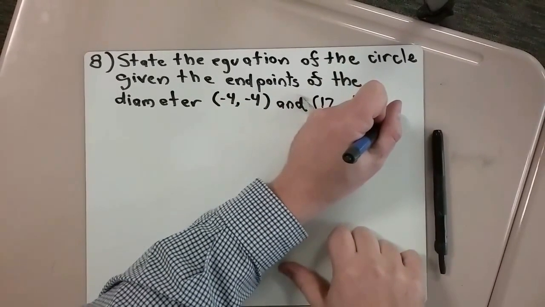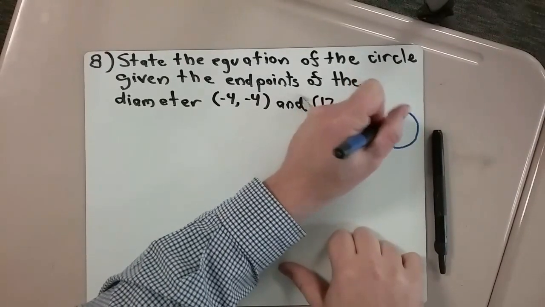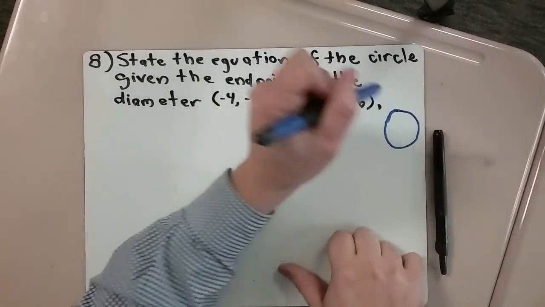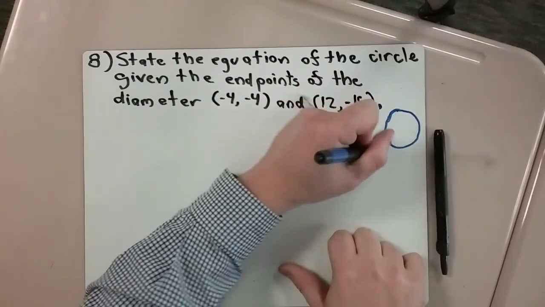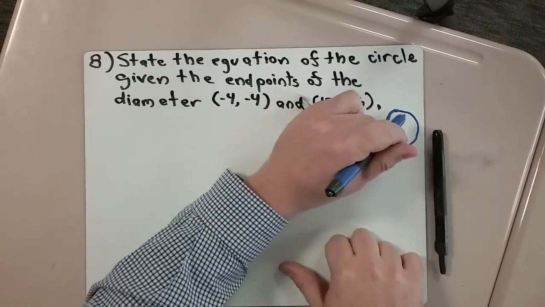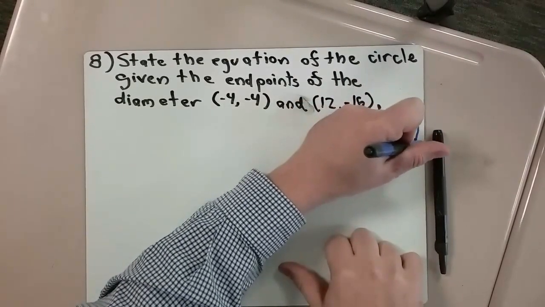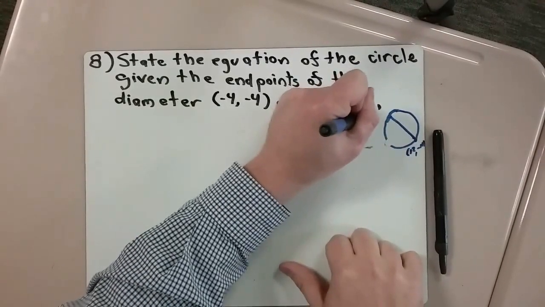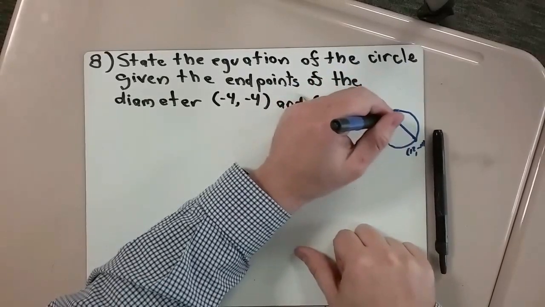I'm going to draw my terrible circle again. Okay? And what they did is they gave me, let's see, this would be just making some stuff up here. 12, well, I guess that would be over here. 12, -16. Then this would be -4, -4. So they gave me the diameter of the circle.